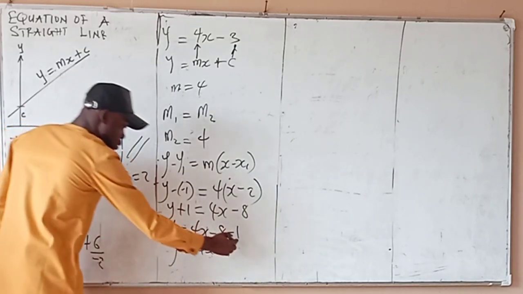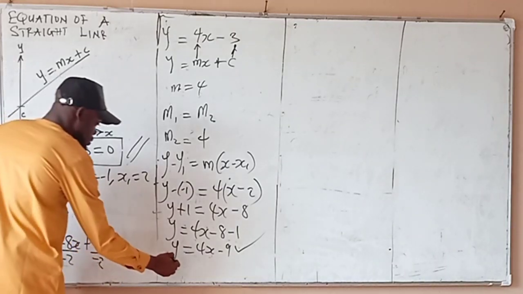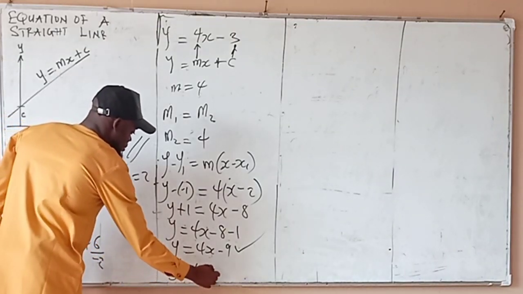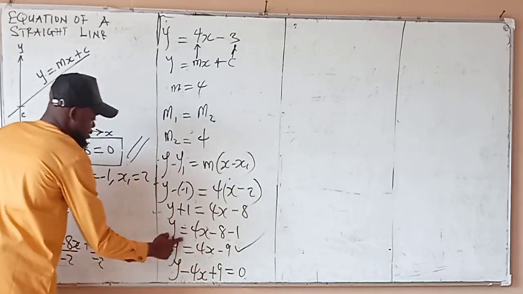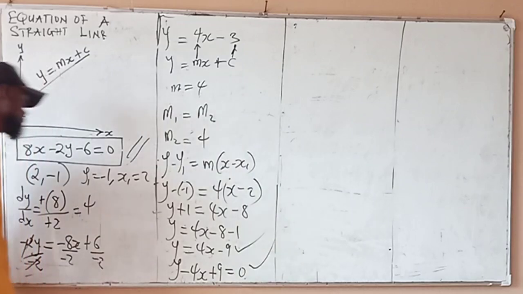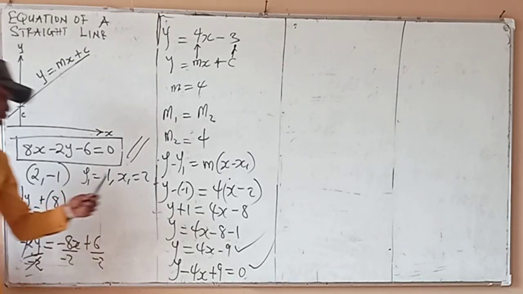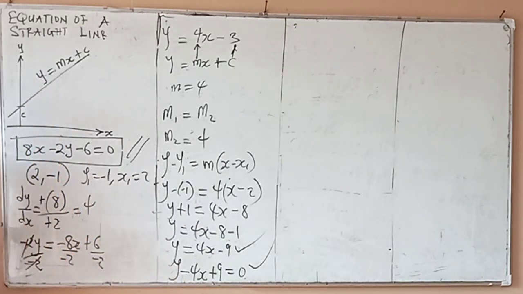So if you move it to one side, this will be the equation. It's correct, very correct. That's what we do when we move it to one side of this nature. We're going to have y minus 4x plus 9 is equal to 0. Movement, we have minus 4x, minus 1 becomes plus. So that is still very correct. So please ensure you follow everything. It's very important. So this is the line which is parallel to this, passes through this point.